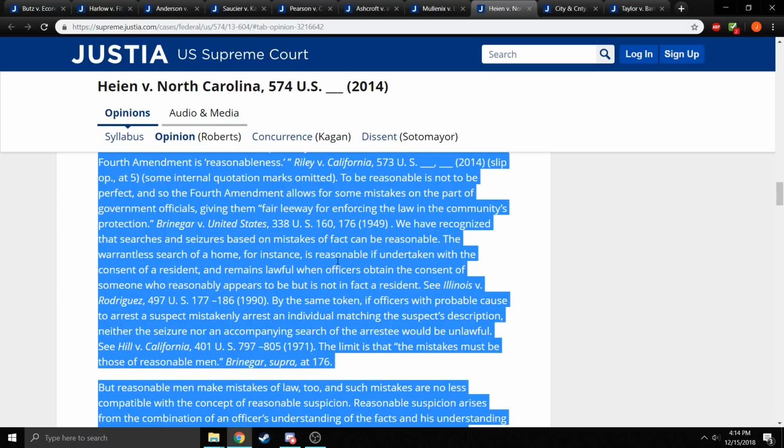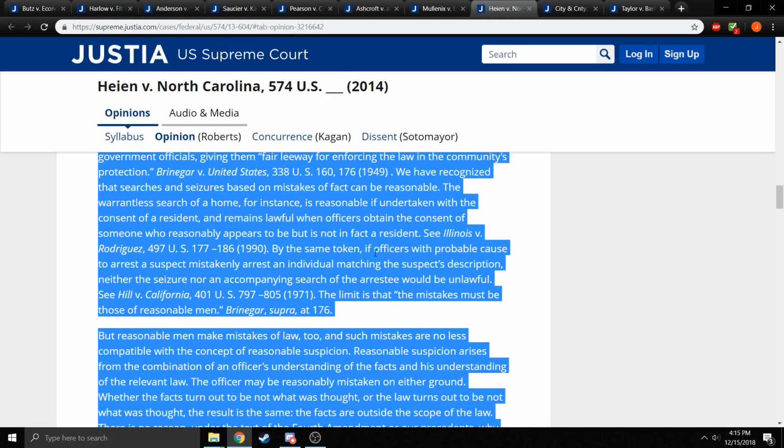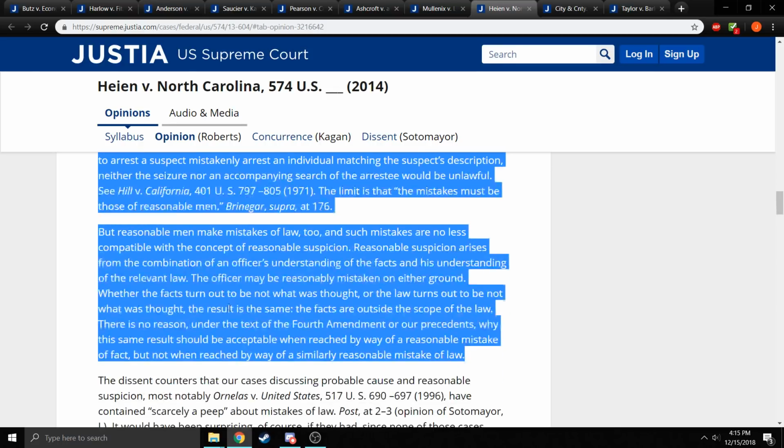The warrantless search of a home, for instance, is reasonable if undertaken with the consent of a resident and remains lawful when officers obtain the consent of someone who reasonably appears to be but is not, in fact, a resident. By the same token, if officers with probable cause to arrest a suspect mistakenly arrest an individual matching the suspect's description, neither the seizure nor an accompanying search of the arrestee would be unlawful. The limit is the mistakes must be those of reasonable men.